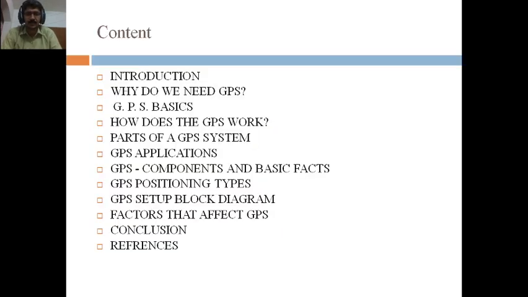This is the content of this video. Introduction. Why do we need GPS? GPS basics. How does the GPS work? Parts of a GPS system. GPS application, components and basic facts. GPS positioning types. GPS setup block diagram. Factors that affect GPS, conclusion and references.